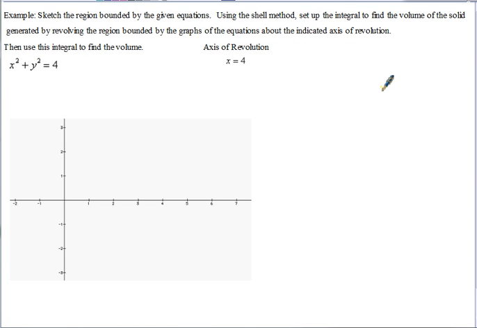All right, let's look at the next example now. It says, sketch the region bounded by the given equations. Using the shell method, set up the integral to find the volume of a solid generated by revolving the region bounded by the graphs of the equations about the indicated axis of revolution. So this time, notice what's different, we only have one equation. And we're revolving around x equals 4.